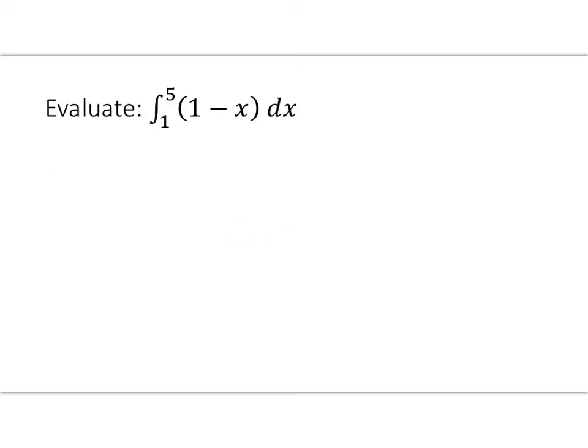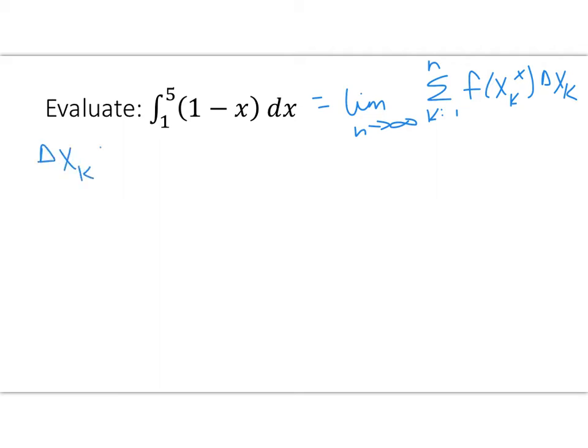Okay, so we're doing this using limits. We want the limit as n approaches infinity of the summation from k equals 1 to n of f of x_k star times delta x_k. So we need to figure out what all of these things are. Our delta x_k is given by the change in our interval, 5 minus 1 over n, so this is going to be 4 over n.